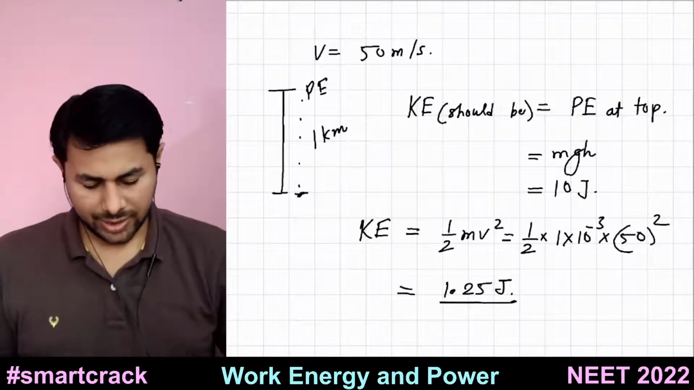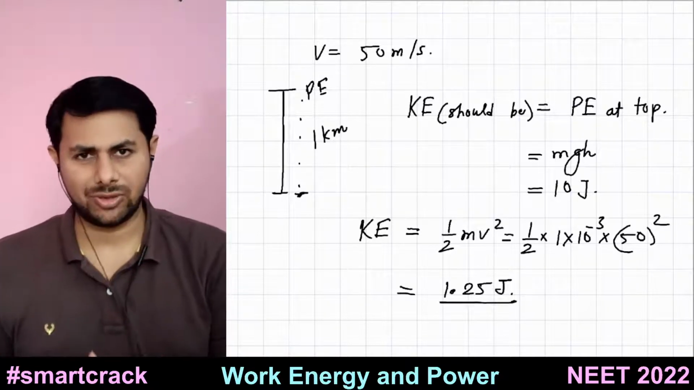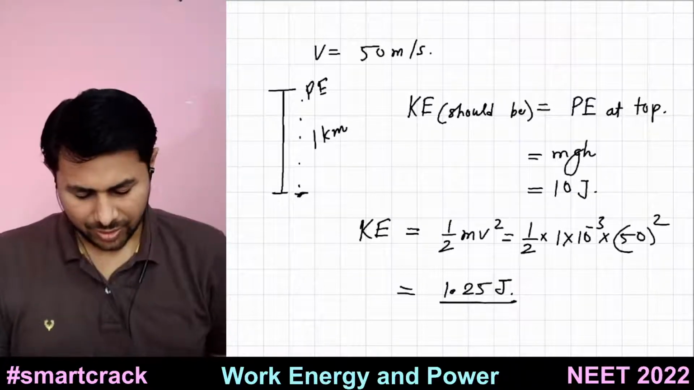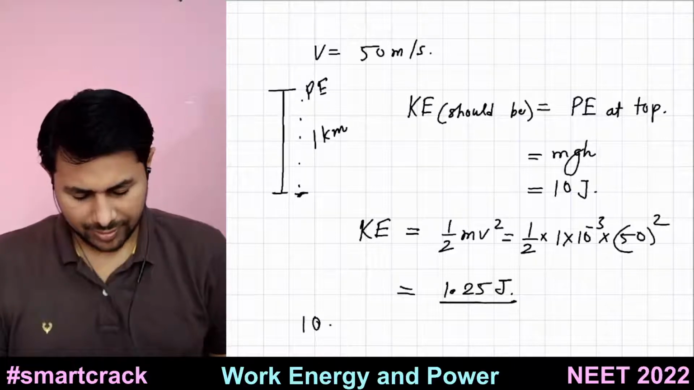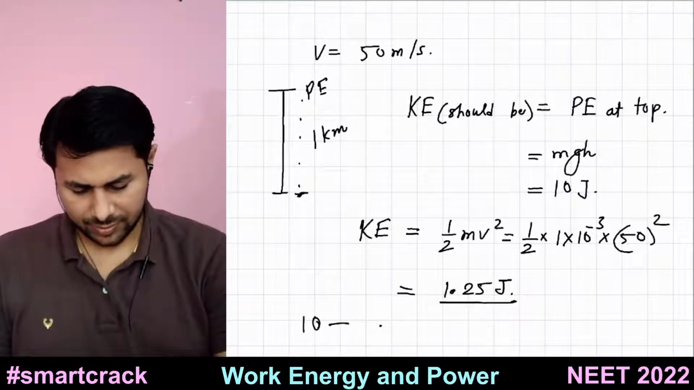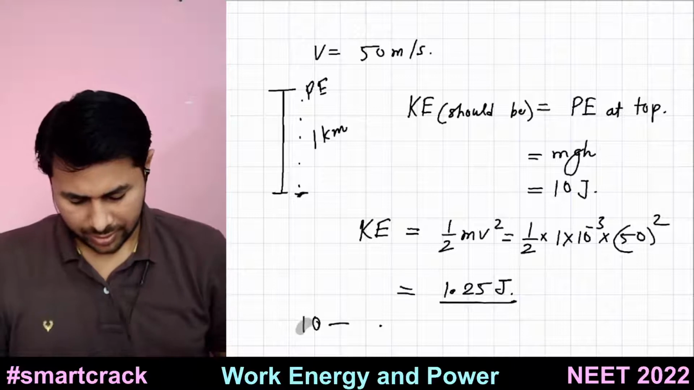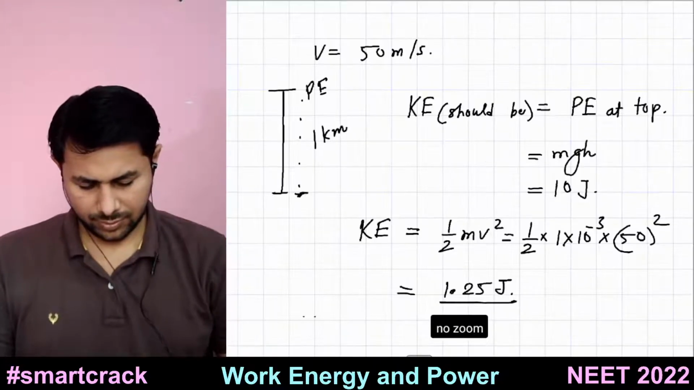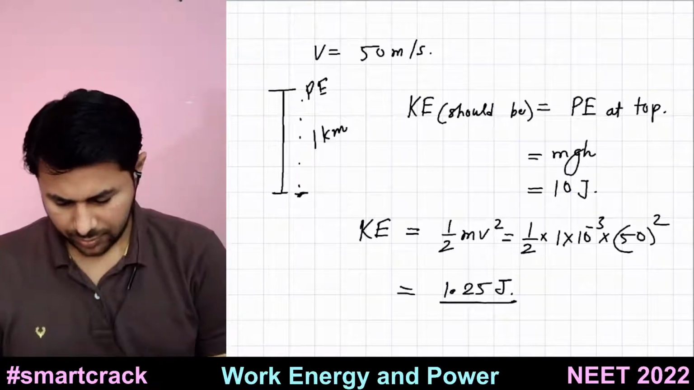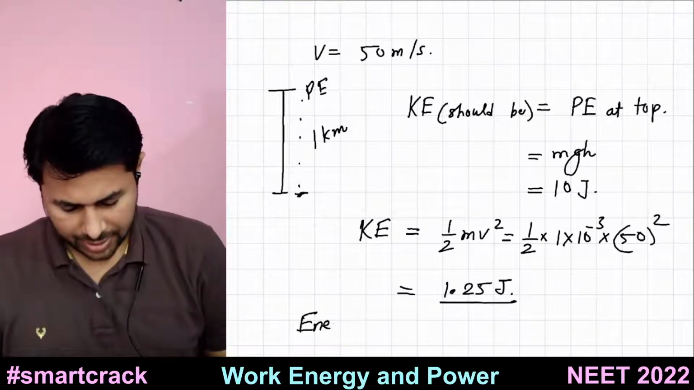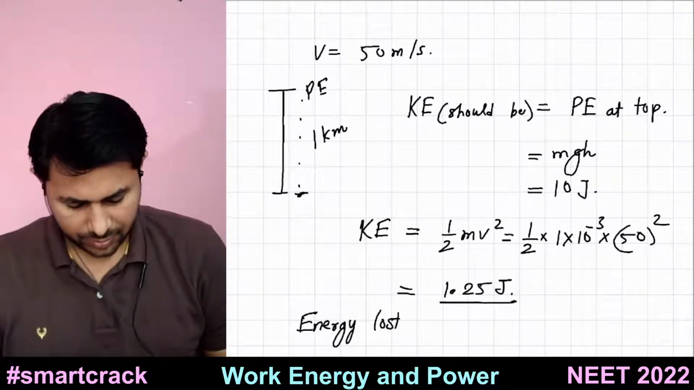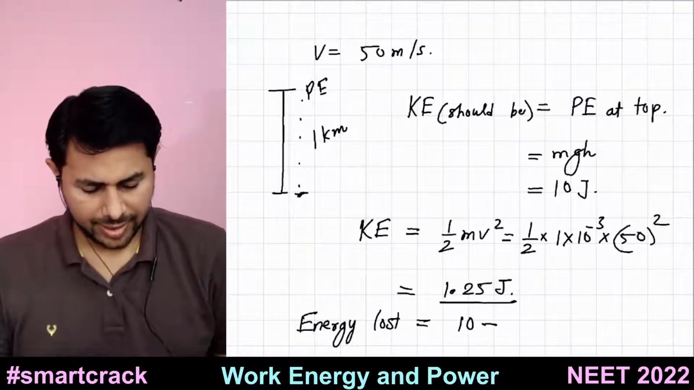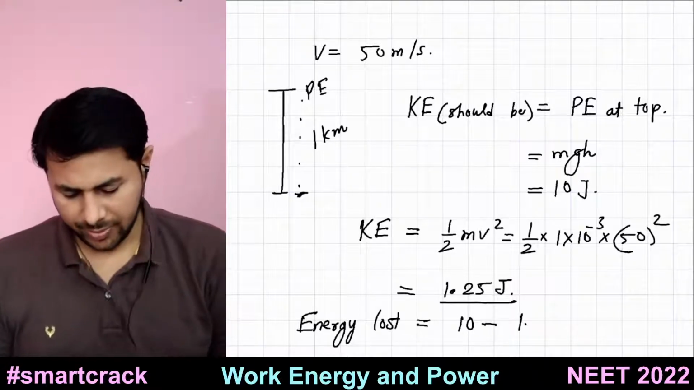But how much is the actual energy? It is 1.25 joules. So how much is the energy lost? What is the total energy? 10 joules minus this energy. Okay, so I will write energy lost is equal to what? Potential energy at height h, 10, minus kinetic energy at this point.